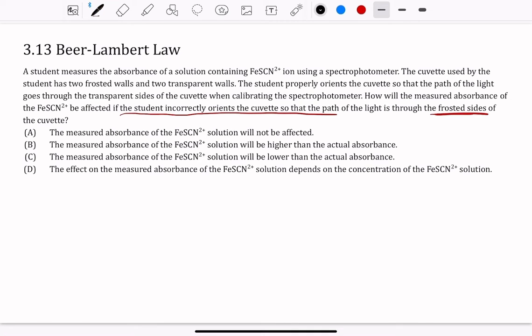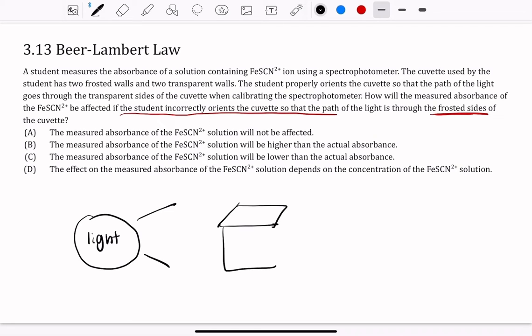So this is going to be the light, and the light is going to travel to the cuvette, which is going to look something like this. And there's going to be a detector over here. Detector. This is the cuvette.